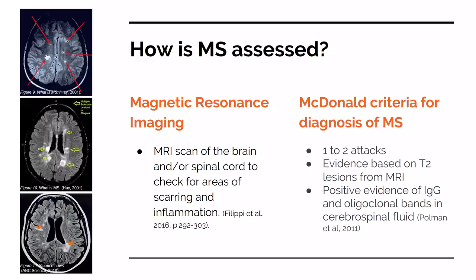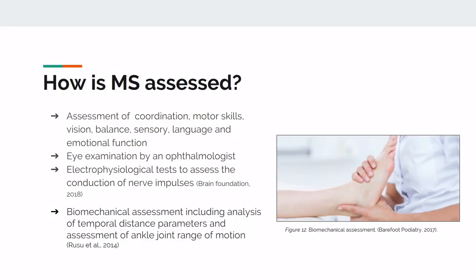Other examinations that may be undertaken include clinical assessment of coordination, motor skills, balance, sensory, language, and emotional function. An eye examination by an ophthalmologist may also be ordered, as well as electrophysiological tests to assess the conduction of nerve impulses. Performing a biomechanical assessment will help to analyse temporal distance parameters of the individual's gait pattern and to assess ankle joint range of motion.